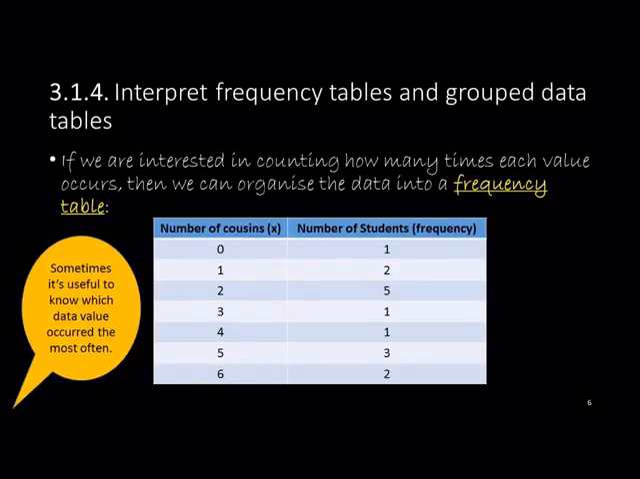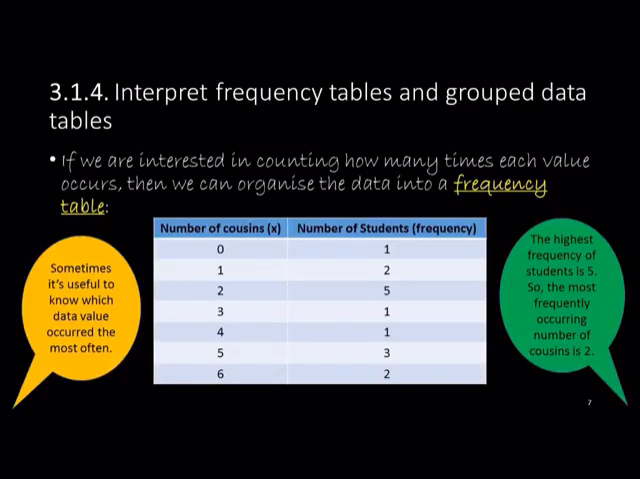Sometimes it's useful to know which data value occurred the most often. Now, from our table, we can see that the highest frequency of students is 5. So this means that the most frequently occurring number of cousins is 2.